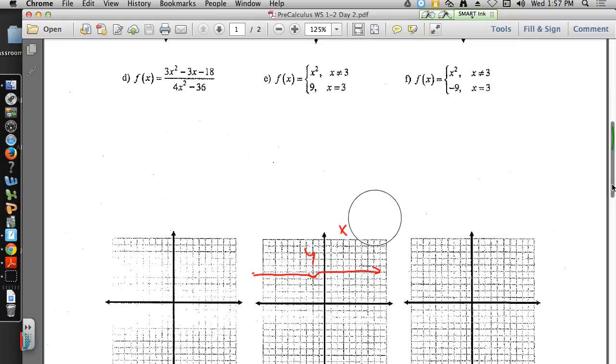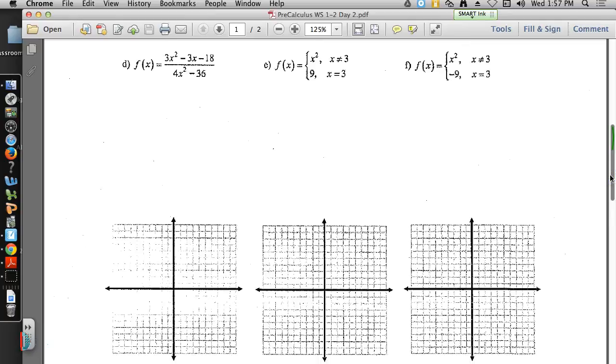So E, we have a piecewise function. And for this one, what we see is that different things are going on if you use 3 and if you don't use 3. So the first thing I would do is come down to this line and say, okay, well at 3, it's going to be 9. So go to 3, 9, and make a dot. Then for the rest of the graph, because it says when x is not equal to 3, we're supposed to do x squared. So that would be 0, 0, 1, 1, 2, 4, 3, 9, but 3, 9 is already a part of our graph. Get some more points on here.